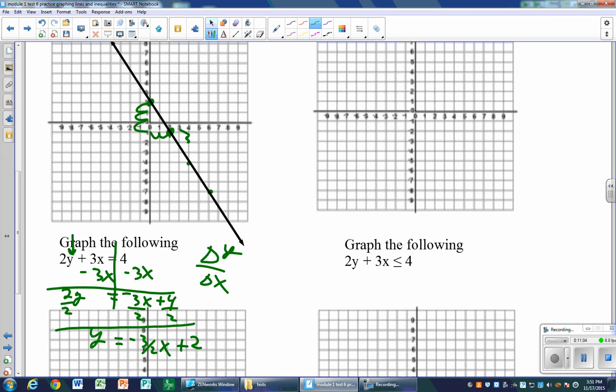Label it with the original problem. I said the original problem. 2y plus 3x equals 4. Nothing to shade because it is an equation.